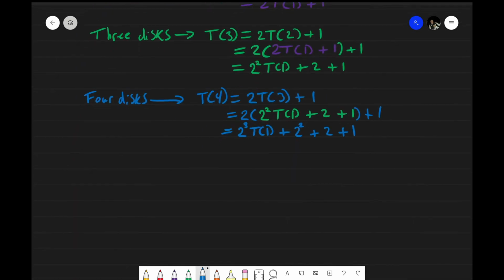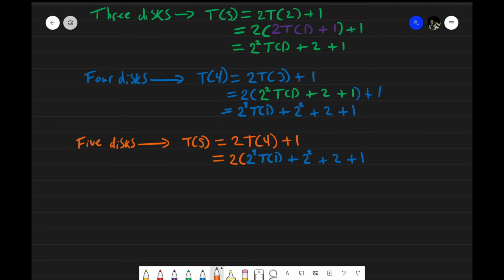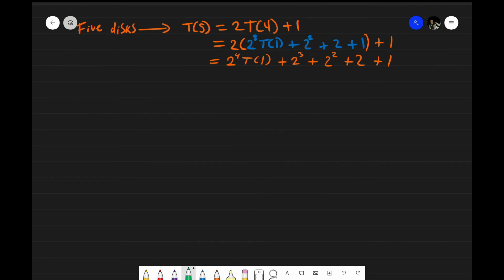Now, you're probably already noticing a pattern here. Let's go one more round to be sure. T(5) equals 2 times T(4), let's grab that. And there it is, plus 1, and let's go ahead and distribute our 2. Pattern confirmed. We've gone deep enough in our substitutions that I think we can safely make the following generalization about how this equation tends to look as the number of disks increases.